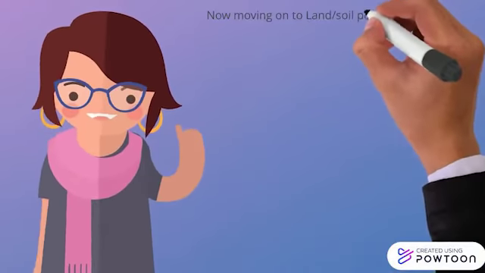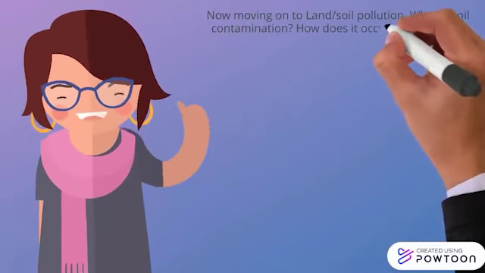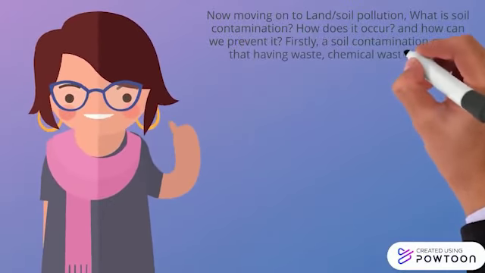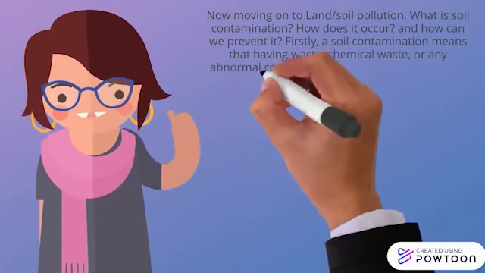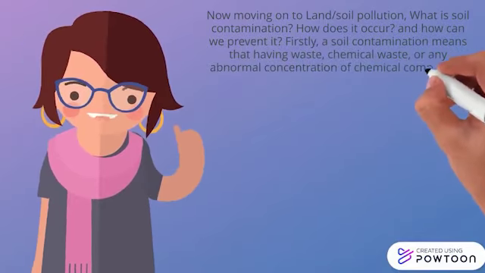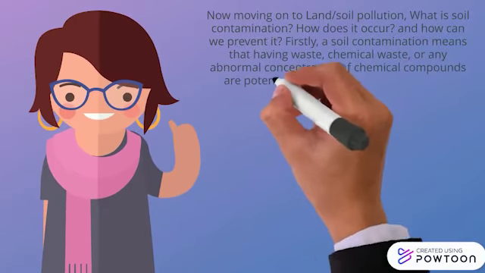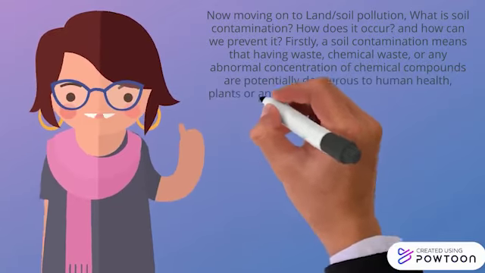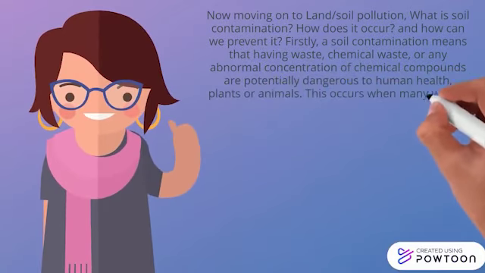Now moving on to land or soil pollution. What is soil contamination? How does it occur? And how can we prevent it? Firstly, soil contamination means having waste, chemical waste, or any abnormal concentration of chemical compounds that are potentially dangerous to human health, plants, or animals.